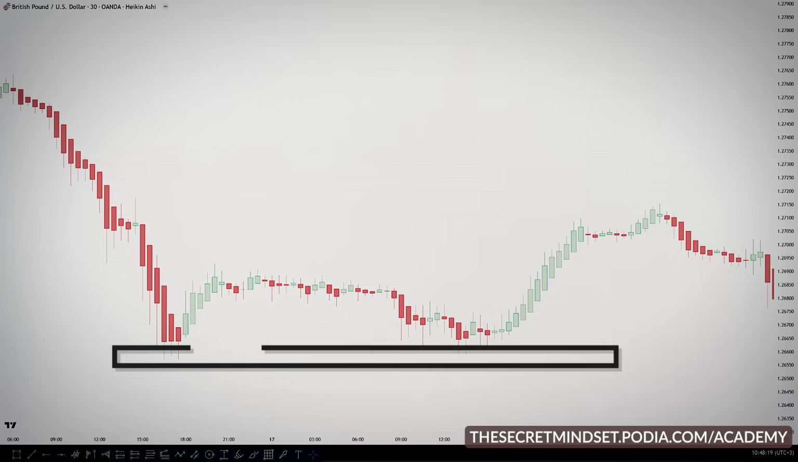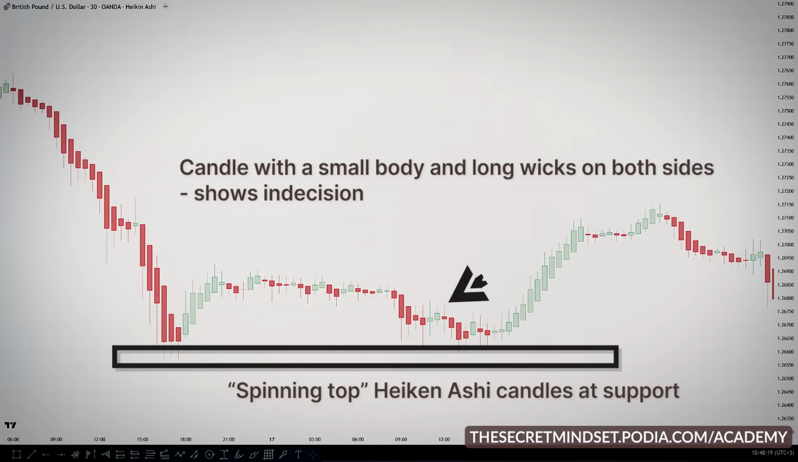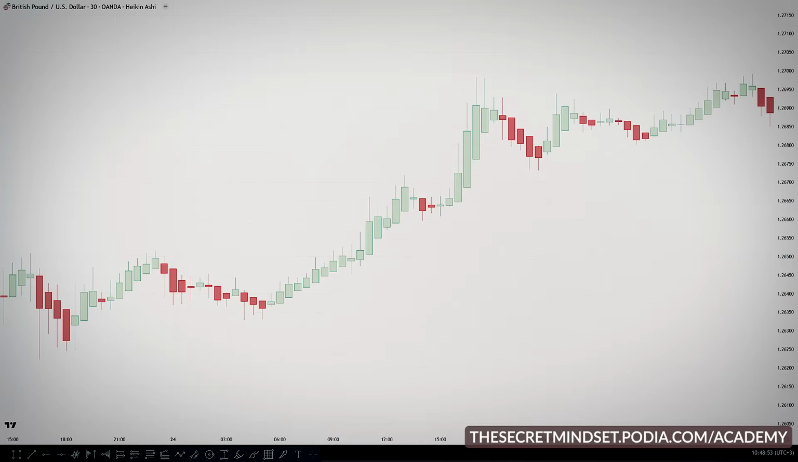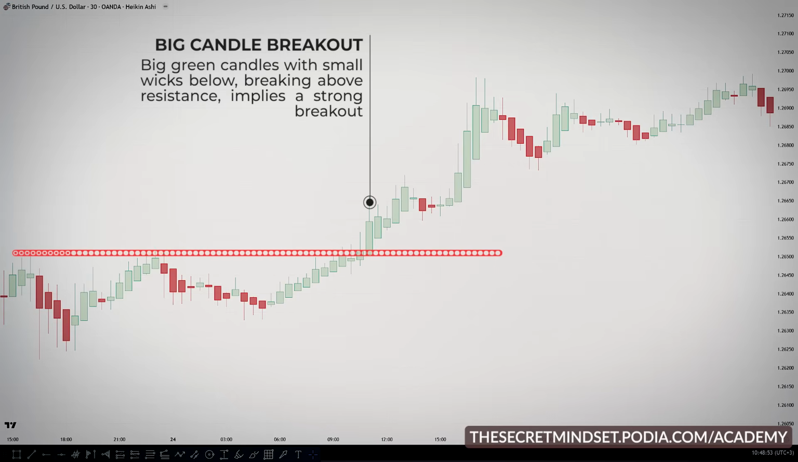Sometimes, you'll see a spinning top Heikin Ashi candle at a major level. This is a candle with a small body and long wicks on both sides. It shows indecision. If this appears at a key level, it could signal a turning point. The size of candles matters too. Big candles show strong moves. If you see big green candles with small wicks breaking above resistance, it implies a strong breakout. The same goes for big red candles breaking below support.